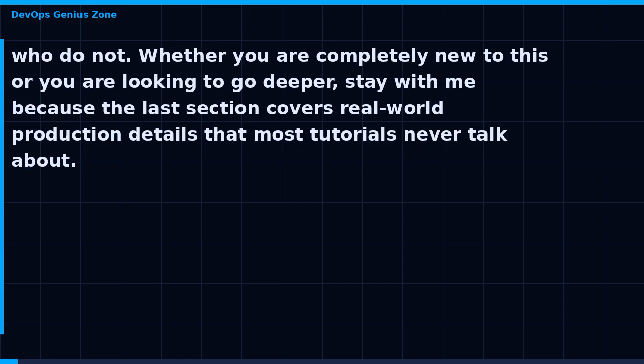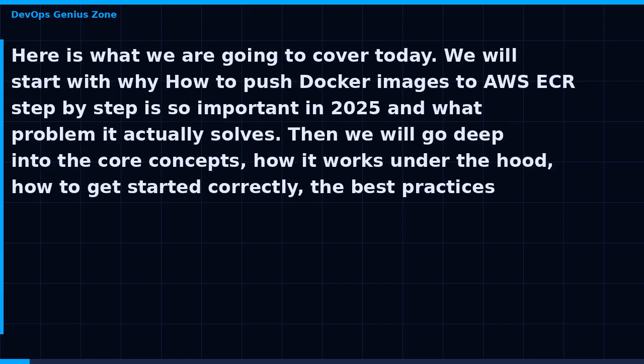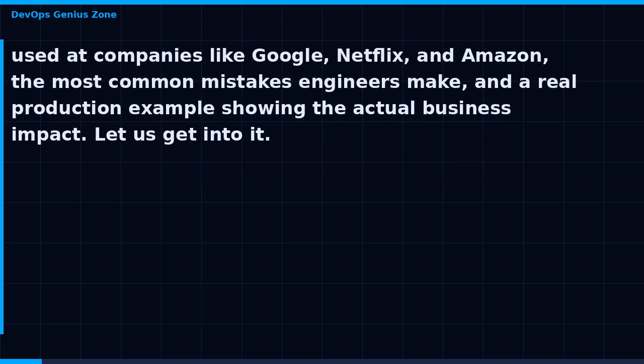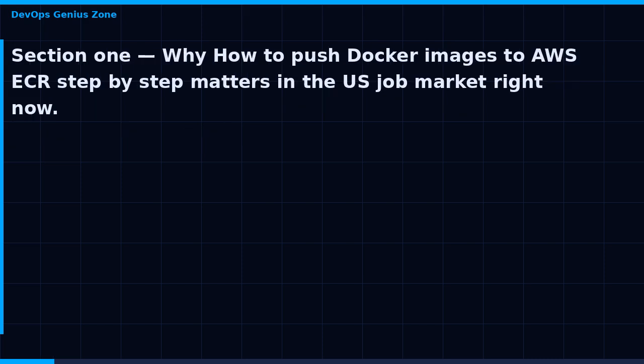Here is what we are going to cover today. We will start with why how to push Docker images to AWS ECR step by step is so important in 2025 and what problem it actually solves. Then we will go deep into the core concepts, how it works under the hood, how to get started correctly, the best practices used at companies like Google, Netflix, and Amazon, the most common mistakes engineers make, and a real production example showing the actual business impact. Let us get into it.